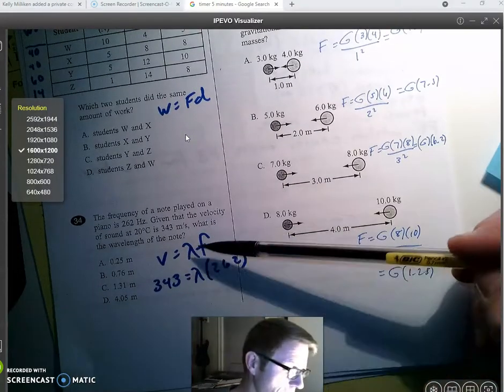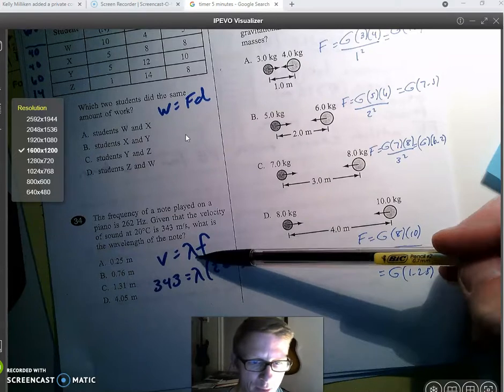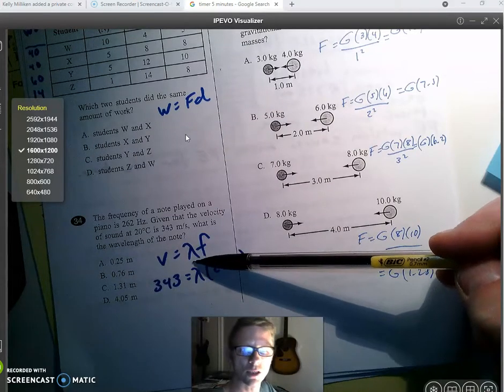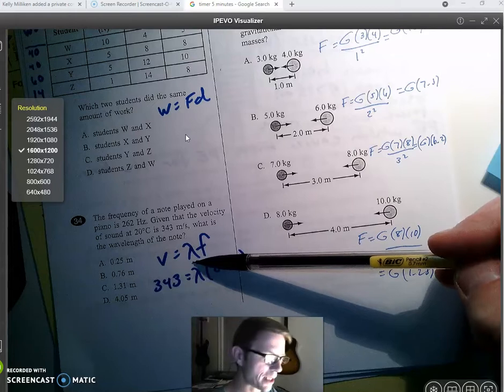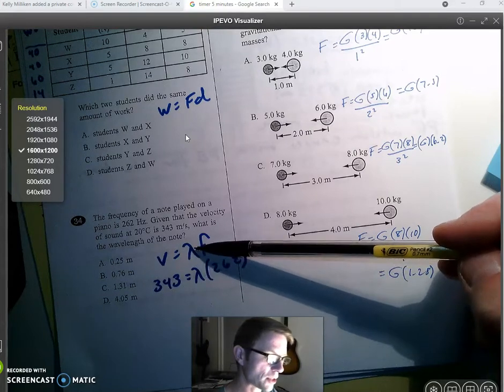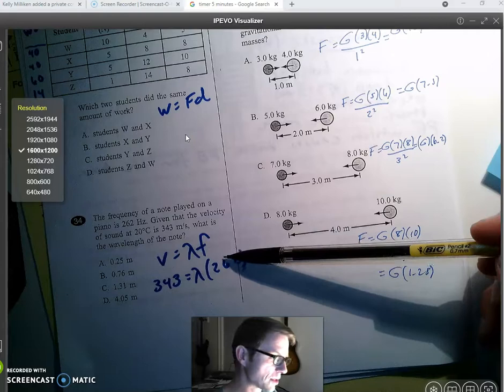Number 34. There's a classic v equals lambda f. Lambda is wavelength. It says that on the equation sheet. So do the math. Divide both sides by 262. Answer choice ends up being choice C.